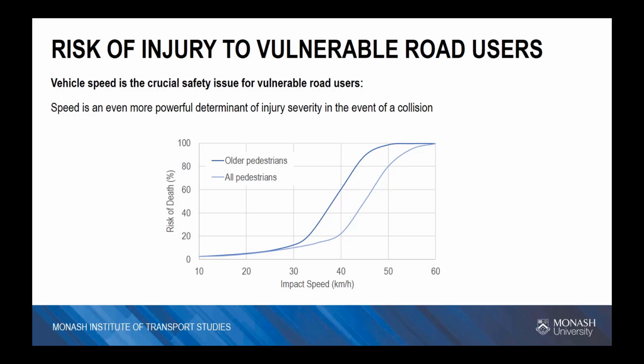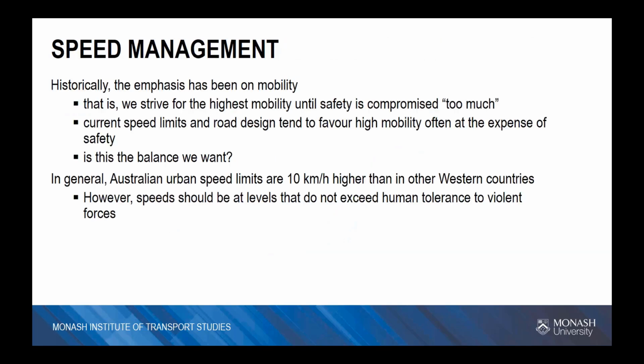Most OECD countries have adopted general urban speed limits of 50 kilometers per hour. However, there's been quite a push in recent times to adopt a 30 kilometer per hour speed limit, particularly in highly pedestrianised areas. The diagram on this slide is similar to the previous slide, but it shows the risk of death for pedestrians, and we can see that for all pedestrians over 40 km per hour impact speeds, the risk significantly increases, but for more vulnerable pedestrian groups, such as older pedestrians, this increase occurs at even lower speeds.